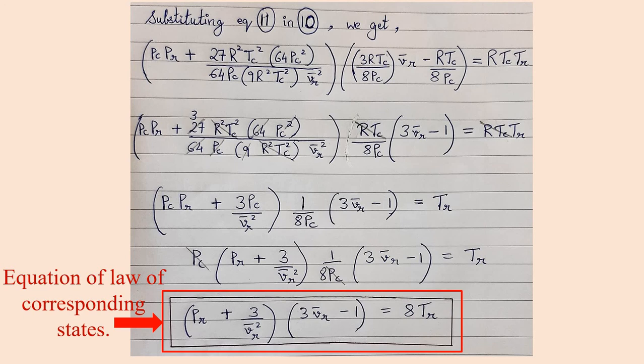As you can see in the equation, it means that the equation has no dependence on the identity of the gas. This reduced formula will give you the exact same result regardless of the identity of the gas. I hope I have been successful in explaining the law of corresponding states and how we have derived the equation for it using the van der Waals equation.